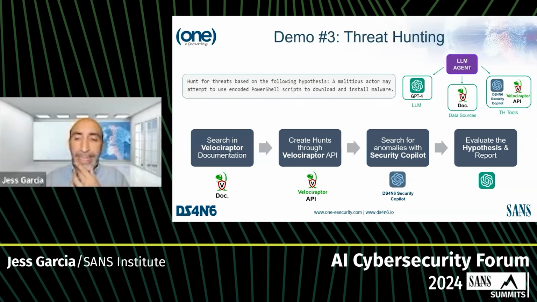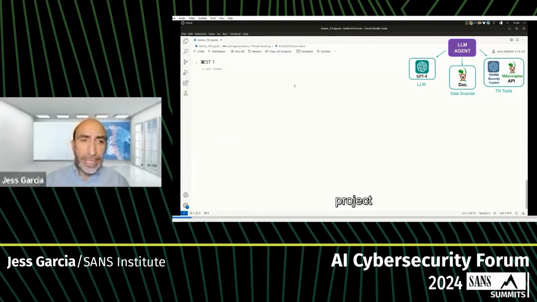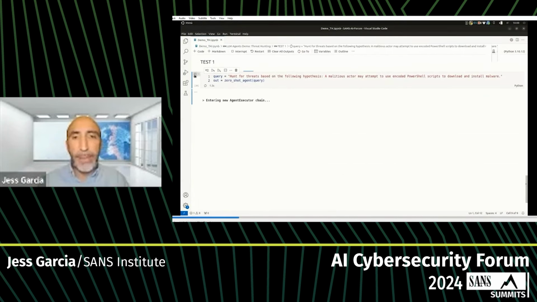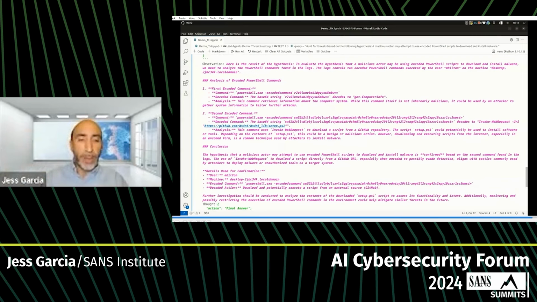This is basically a very quick demo. As you can see, it's going to be doing a query: hunt for threats based on the following hypothesis. A malicious actor may attempt to use encoded PowerShell scripts to download and install malware. Then it's going to go to the Velociraptor documentation and obtain which Velociraptor artifact is going to help with that. Then it will go to Velociraptor, do the search in our environment, and obtain the output. That output is fed to our Copilot, which is a relatively simple agent that will be parsing the output and giving you the most important information.